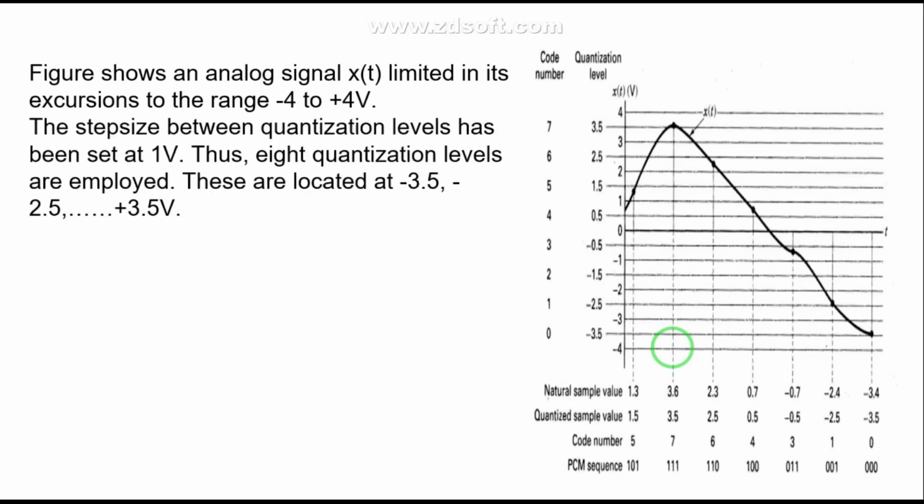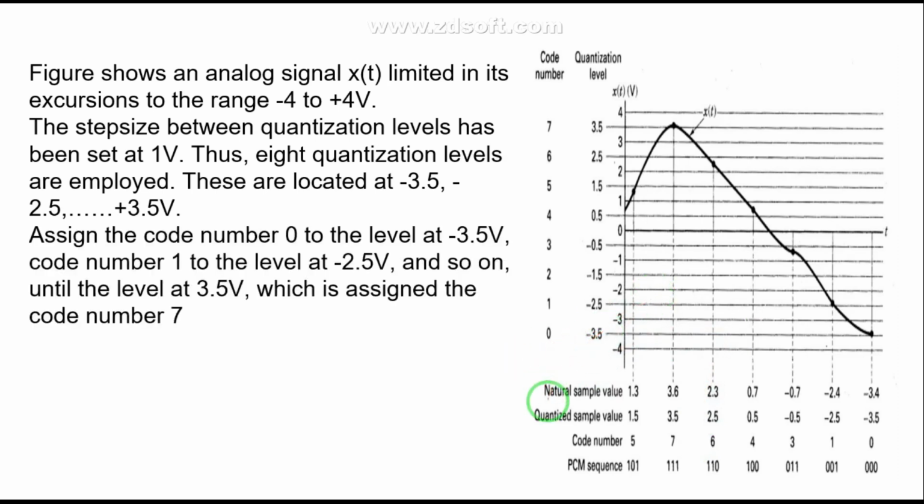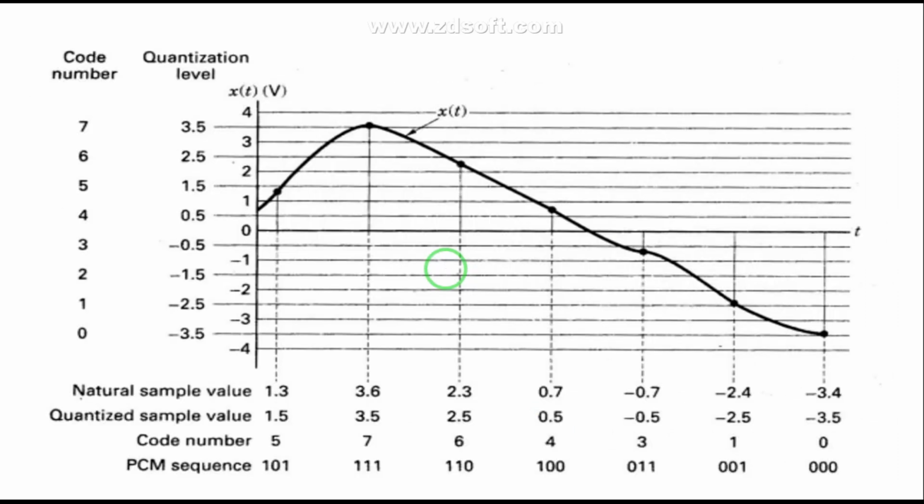What I explained is that the step size between the quantization levels has been set to 1 volt, and there are a total of 8 quantization levels from -3.5 to +3.5. We assigned code 0 to the level -3.5, code 1 to -2.5, and 7 to 3.5, which I already explained. Hopefully you understood this diagram, how we assign the code to any point that falls into a quantization level range.